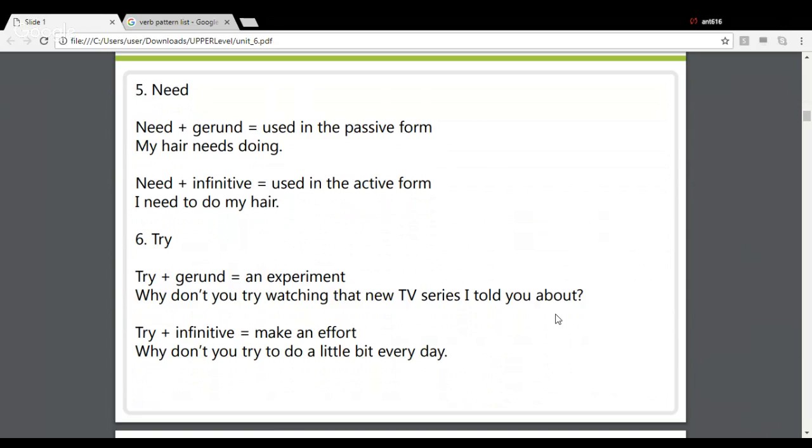Experiment, not used. Don't you try to do a little effort? Yeah, I understand the meaning. Yes. Okay. So, I have one question. I heard why don't we is politer than why don't you?